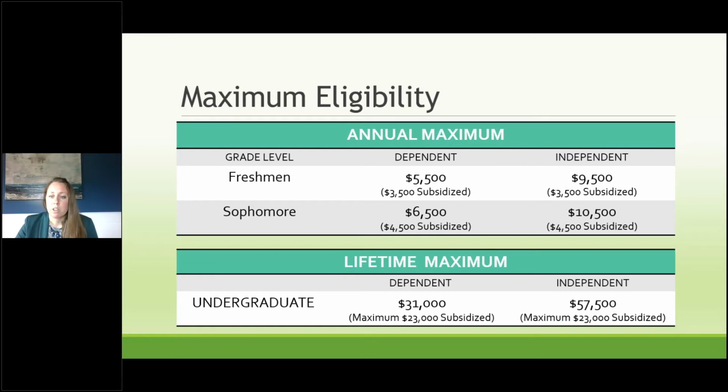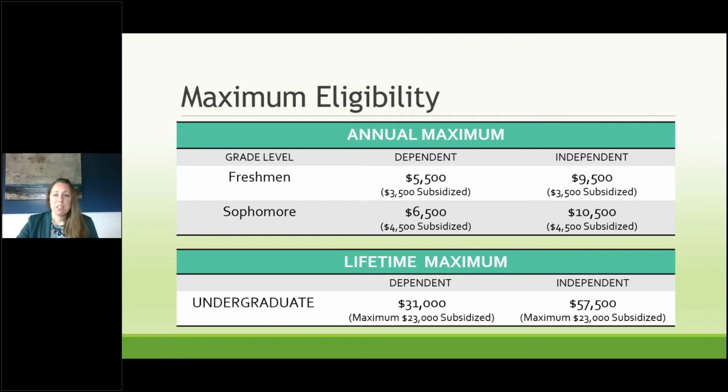And then that amount increases as a student continues through their education: freshman, sophomore, junior. Now, there is a lifetime maximum amount for both dependent and independent students. So the max that an independent student can get is $57,500, and a dependent student is $31,000. And that is for their entire bachelor's degree.